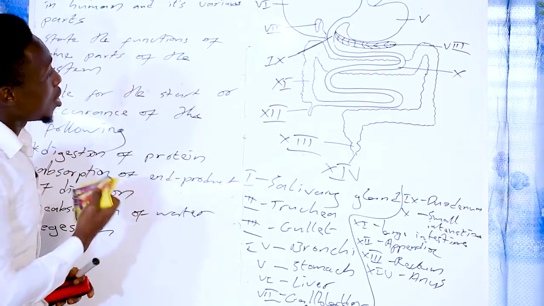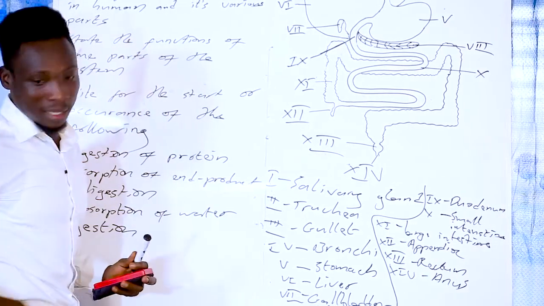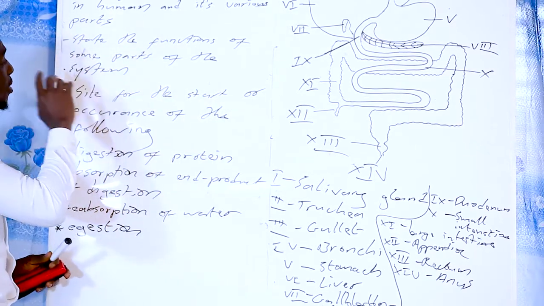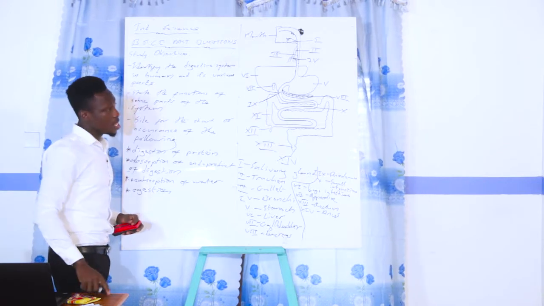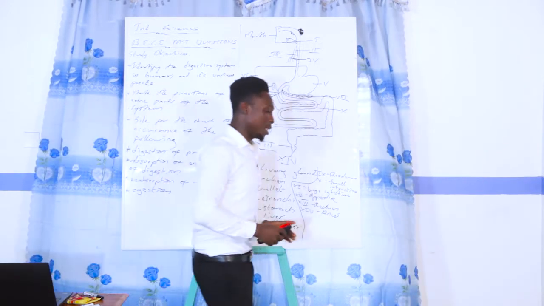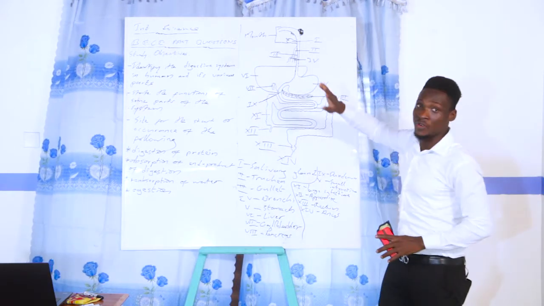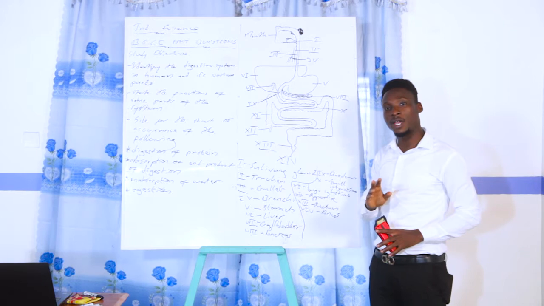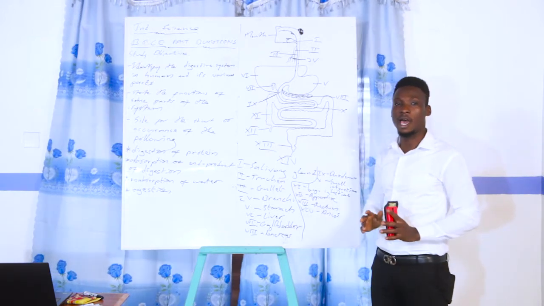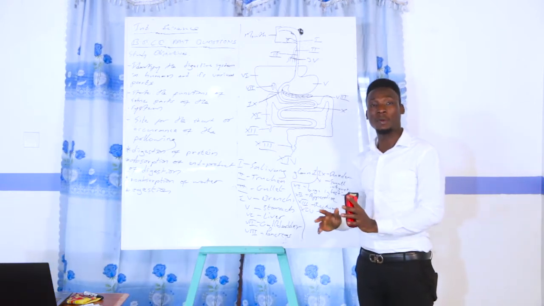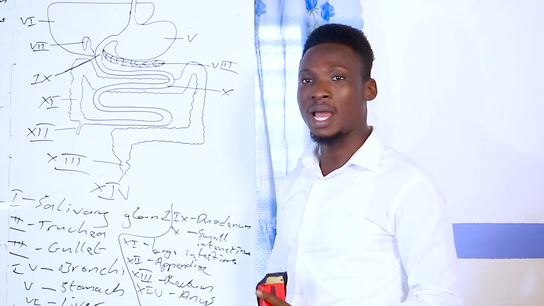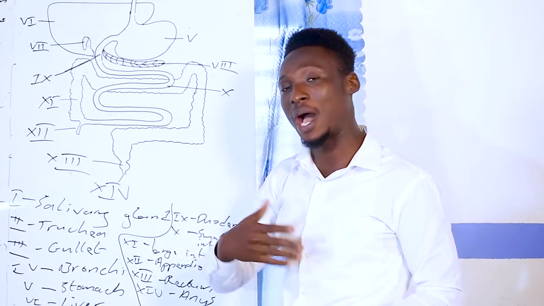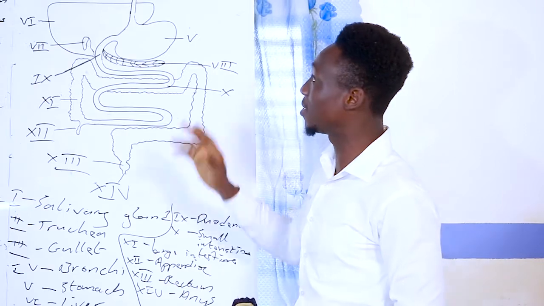So these are the various parts of the human digestive system. So quickly, the second objective, we have to state the functions of these parts. Now, in the mouth, we have the salivary gland. Now, the saliva contains an enzyme that converts carbohydrates, like starch, into a simpler carbohydrate called maltose. That enzyme is called salivary amylase. So in the saliva within the mouth, we have an enzyme called salivary amylase, and it converts starch into maltose.